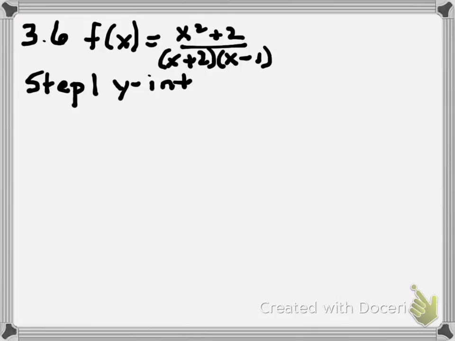So in the numerator, we have 0 squared plus 2, or 2. In the denominator, we have 0 plus 2, which is 2. And then we have 0 minus 1, which is negative 1. So in the denominator, we're getting a negative 2. So we're getting y is equal to negative 1. That's the y-intercept.